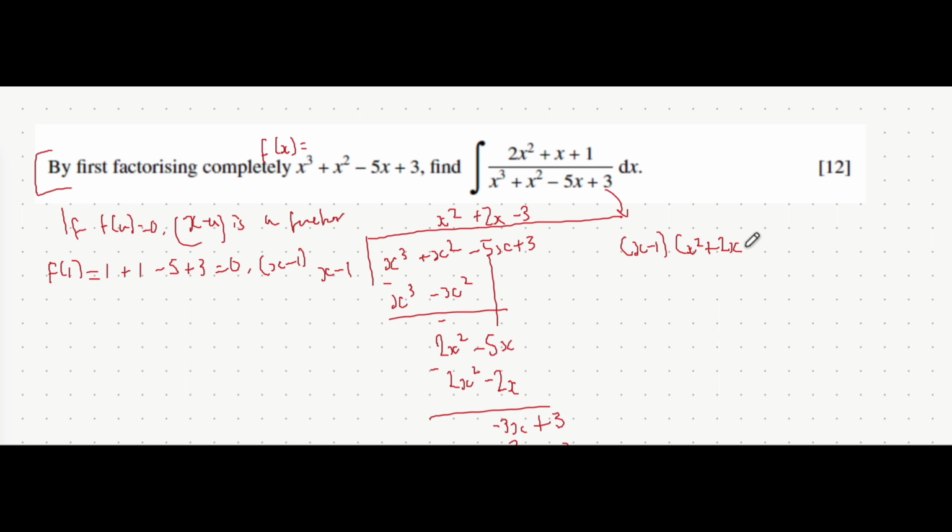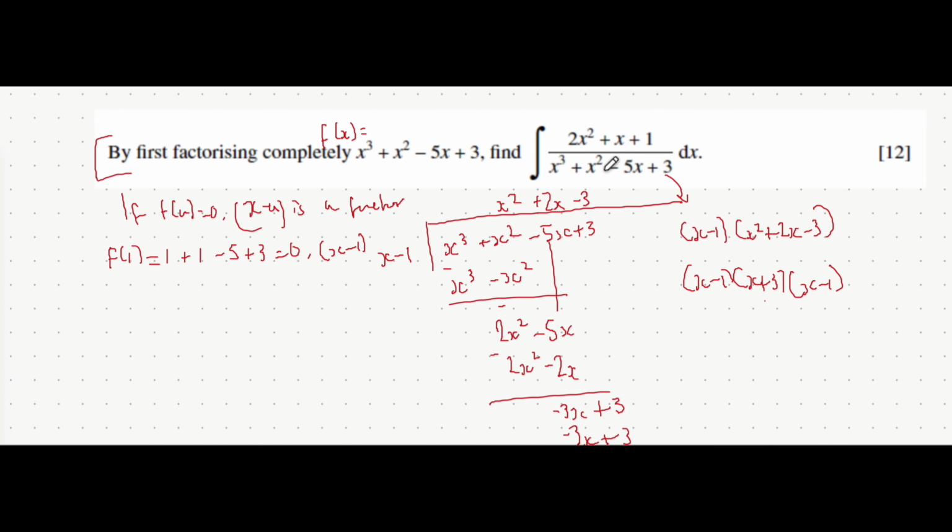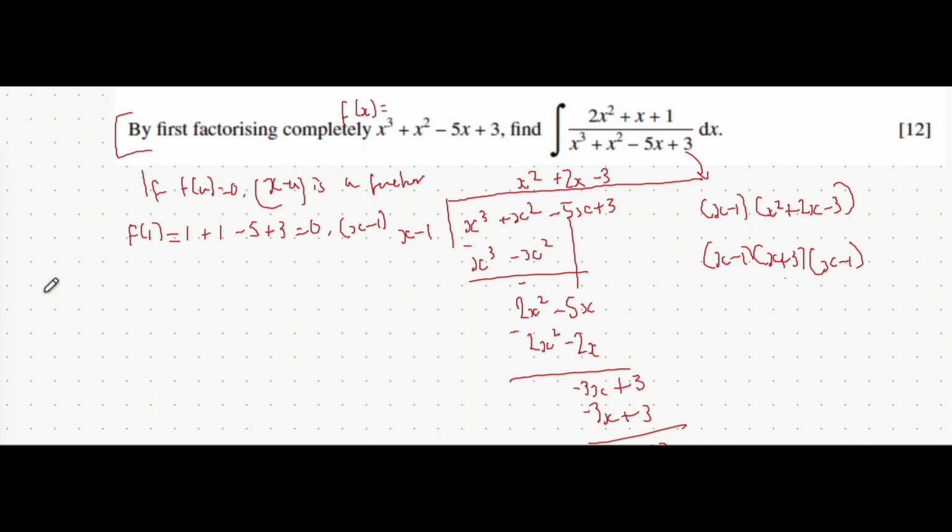You might have already spotted this, but this second bracket, we can actually factorize even further. We can say that this is x plus 3, x minus 1. You might have also noticed that two of these brackets are the same, so we can write this out as x plus 3 multiplied by x minus 1 all squared. And in general, we can now write out this whole integral as the integral of 2x squared plus x plus 1 all over x plus 3 and x minus 1 all squared.